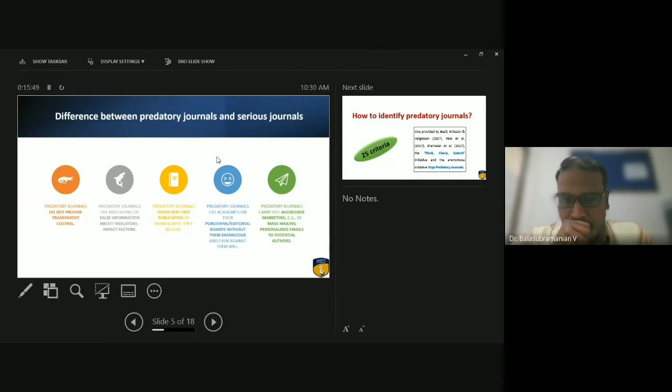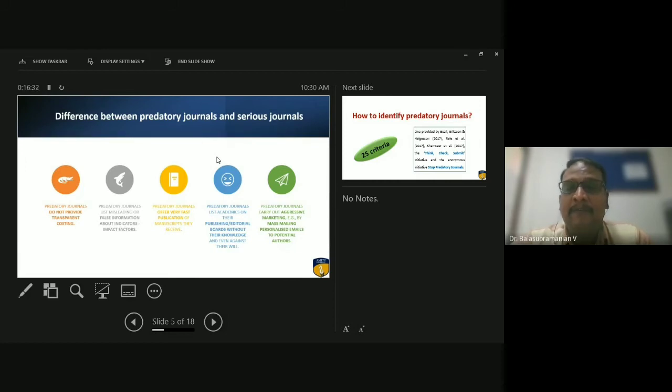If you are submitting your manuscript to a predatory journal, what will happen? Just think about it. You don't have any copyright. Then your data can be taken by anyone and used by anyone in the world. It will be online. After 2 years, they will close the journal. Then what will happen? You cannot say you have published in this journal. Then your scientific data will be wasted. Your credit will be gone.